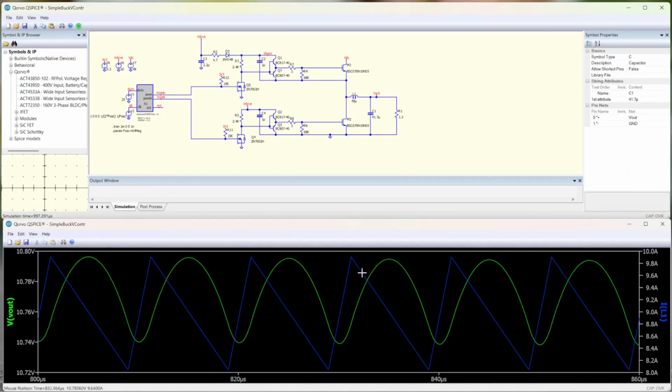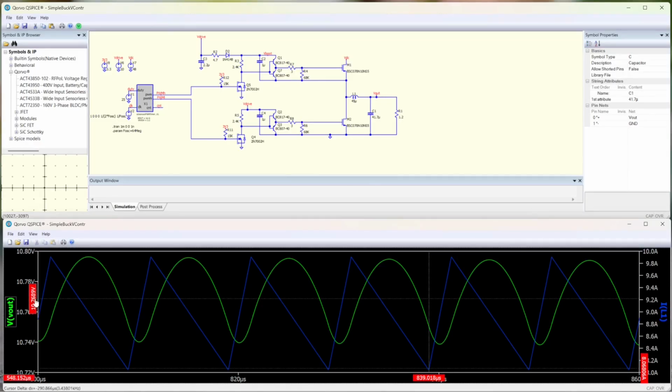First, let's look at the current ripple. Looking at this, we would want to have a current ripple of 2 amps, the 20% of the 10 amps steady state output. And we see that we're coming quite close, from 8 to 9.9, so it's very close to the 2 amps ripple.